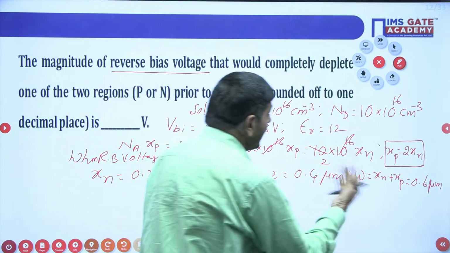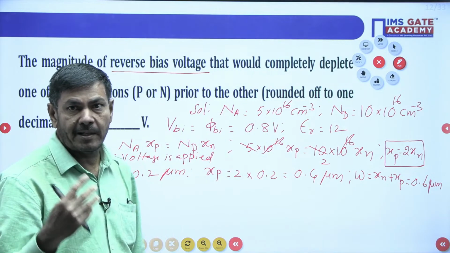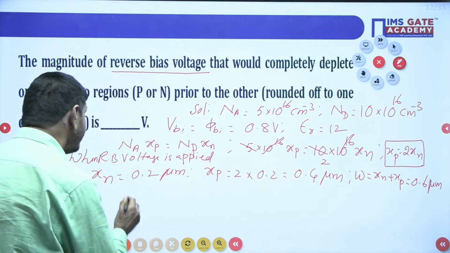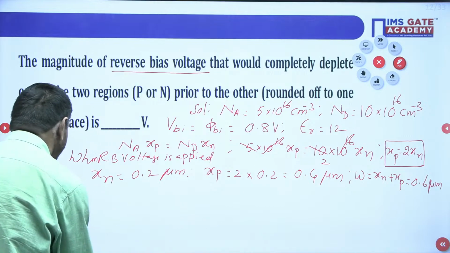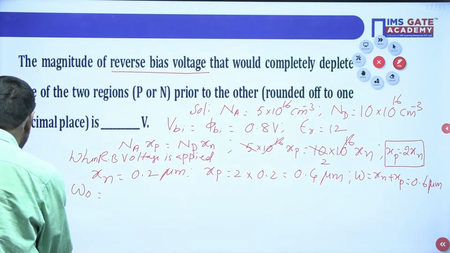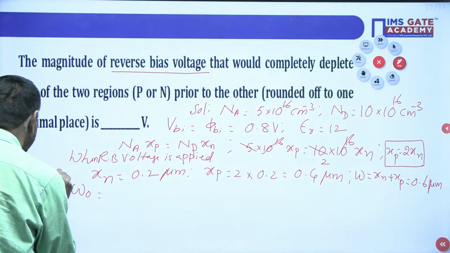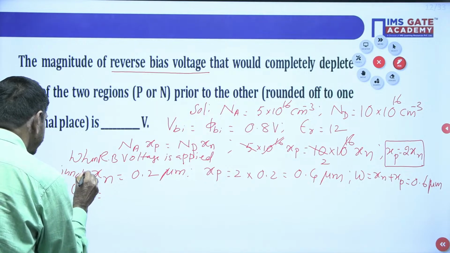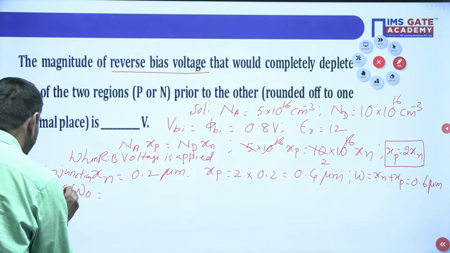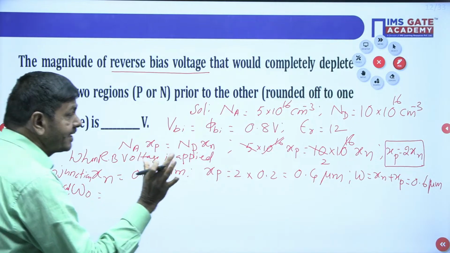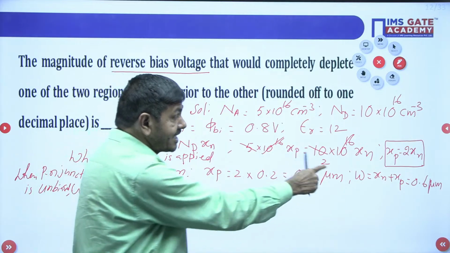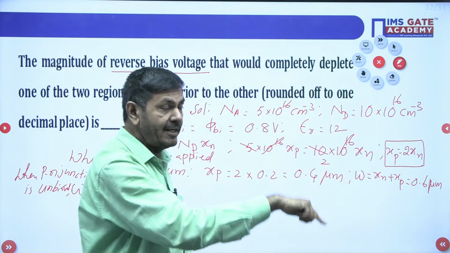In case you are not applying any biasing, that is, when the supply is not connected, what is the width? That width is also required; you will understand why shortly. That width I have taken as W naught. W naught means when the PN junction is unbiased. Whenever it is unbiased, what width is possible? The total width I got earlier was when it is biased.